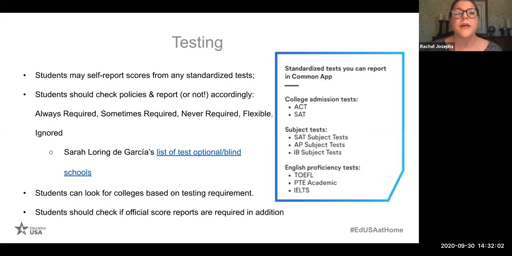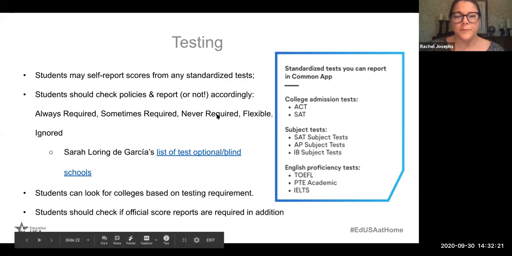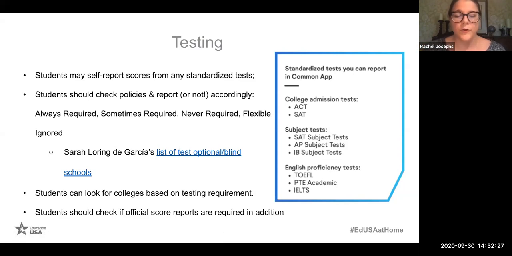So just so you know, testing, they do give you the option to self-report, but if the university is not requiring a test, as is the case right now, and the student doesn't want to self-report, maybe they took the SAT or the ACT a while ago and they didn't do so well, they don't have to self-report. You'll be able to see this information on the Common Application. It will tell you and give a link to the test requirements at the university.